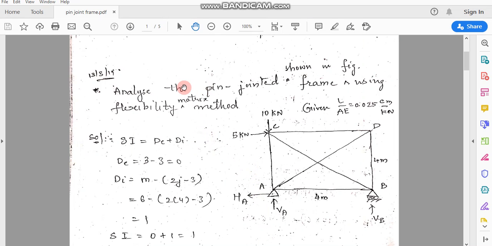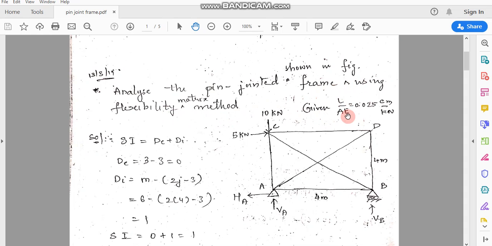Hello everyone. So today we'll see another problem, that is a pin jointed frame. We'll be calculating the unknown force by using the flexibility matrix method. In this question, we have a pin jointed frame. In the previous problem, we had a rigid jointed frame. So analyze the pin jointed frame shown in the figure using the flexibility matrix method.